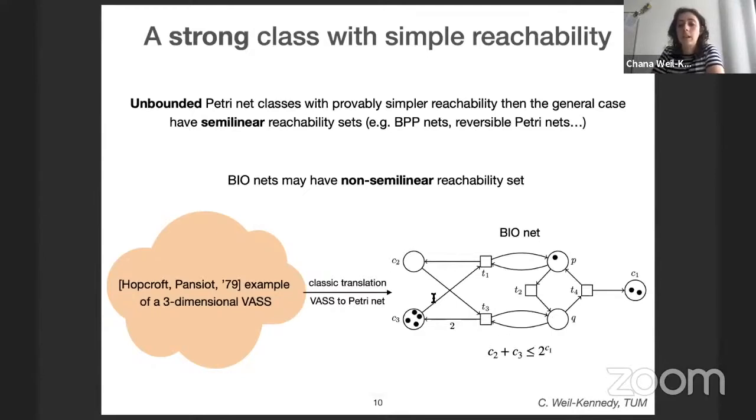And so we get that the number of tokens in C2 plus C3 is smaller, weakly computes, is smaller than the exponential of C1. So this bionet can generate exponentiation. And so it's more or less easy to see that it has a non-semilinear reachability set.